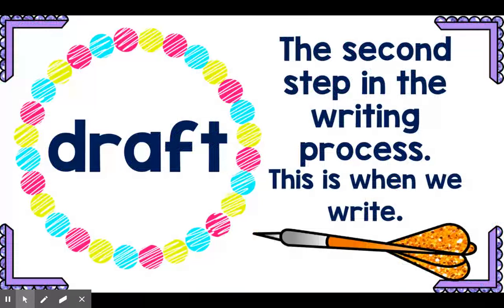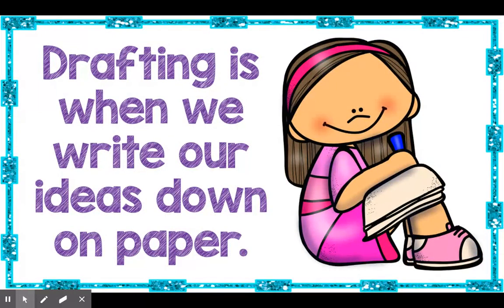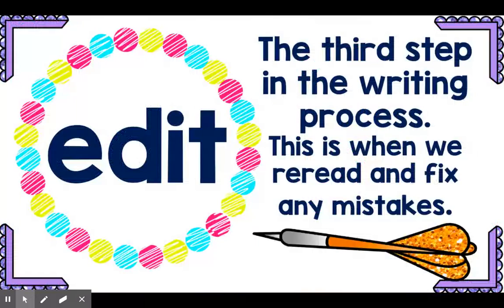Draft, the second step in the writing process. This is when we write. So this is when we take our plan and we turn it into complete sentences. We indent, we check for uppercase letters and periods, topic sentence, conclusion. So we want to make sure we have all of those pieces or beginning and end. Drafting is when we write our ideas down on paper.